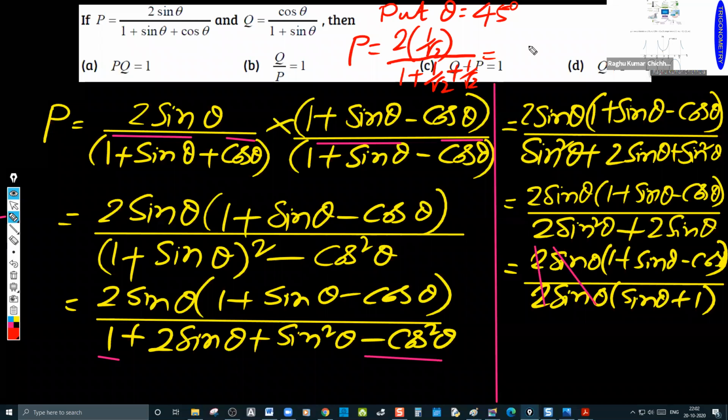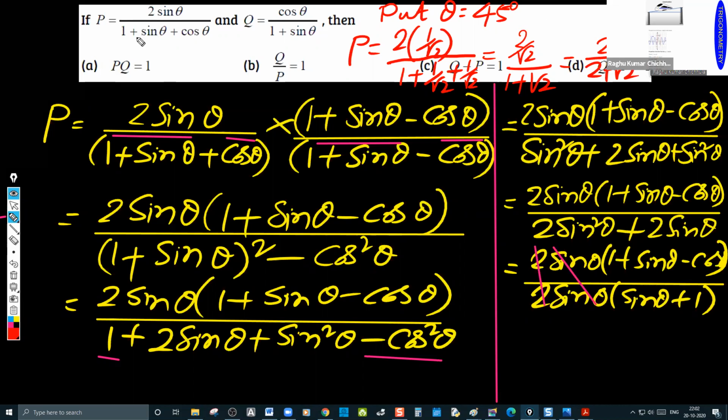So the numerator is 2 by root 2, and the denominator is 2 by root 2 plus 1 plus root 2. Then P will be 2 by 2 plus root 2. 2 by 2 plus root 2.